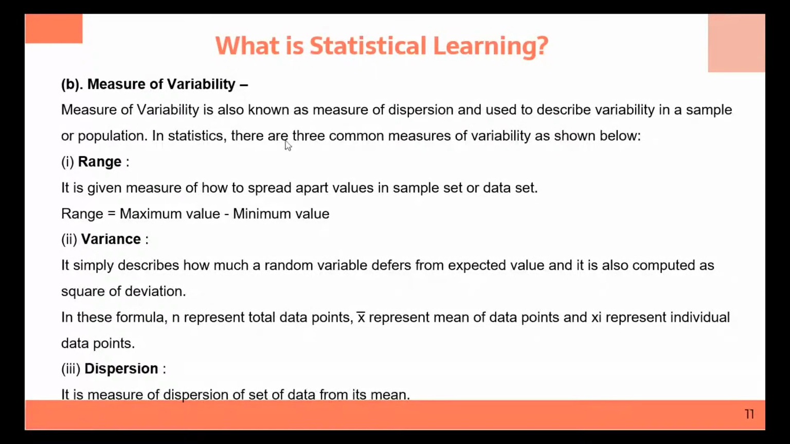That's got it. Next, variance. It simply describes or tells you how much a random variable differs. I hope you understand a random variable. Random variable holds a number in a range but whose value is unpredictable. And what we are saying by taking that concept, it simply describes how much a random variable's value differs from expected value.